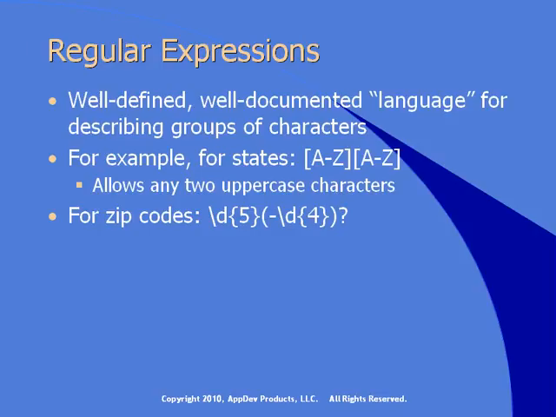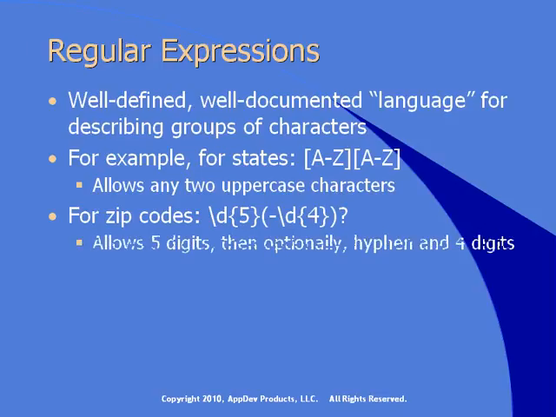You can tell that because it's the same pattern you've already seen. \d means a digit, and 4 in curly braces means 4 of them. Because it's in parentheses, it's a single group, and the question mark indicates that it's optional. That allows 5 digits, and optionally a hyphen and 4 digits.